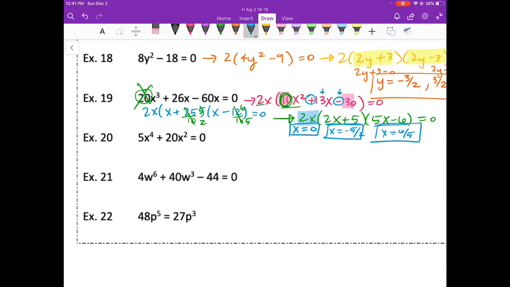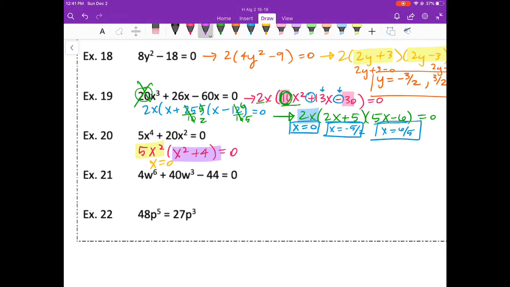In example 20, our GCF is going to be 5x squared. So then we're left with x squared plus 4 equals 0. Now, from here, we set both of those chunks equal to 0. So 5x squared equals 0, so x must be 0. And then setting the second chunk equal to 0, x squared plus 4.